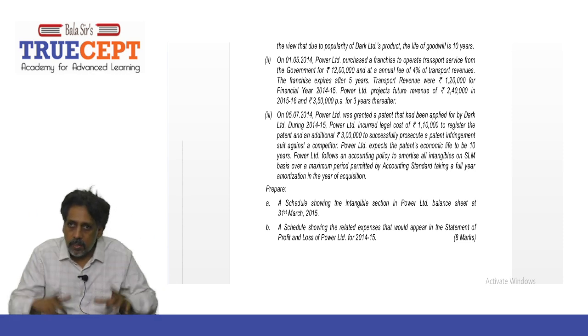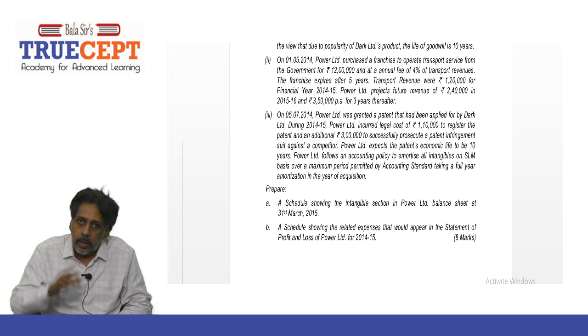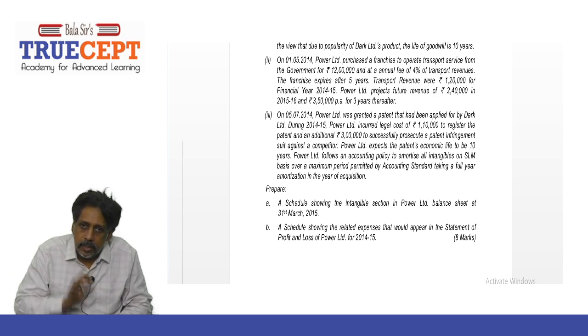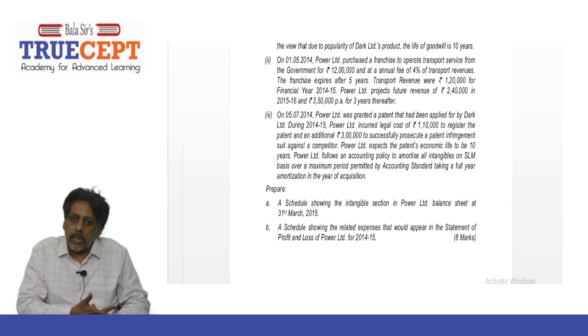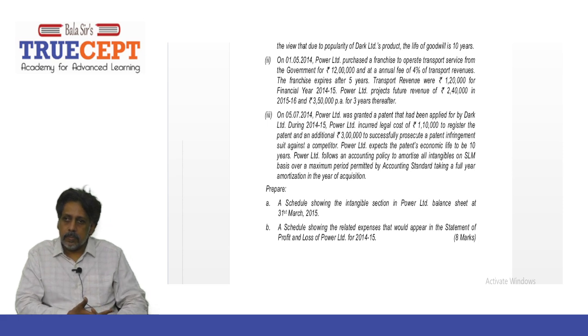4,10,000 is the cost of this intangible asset, the patent. Is that fine? Yes. Next, Power Limited expects the patent's economic life to be 10 years. How many years? 10 years life for this patent. Power Limited follows an accounting policy to amortize all intangible assets on a straight line basis over the maximum period permitted by the accounting standard, taking a full year's amortization in the year of acquisition.